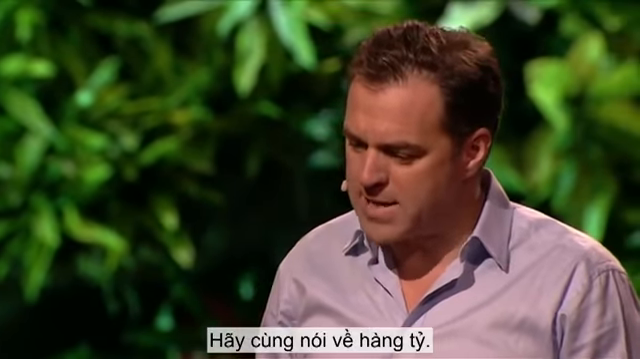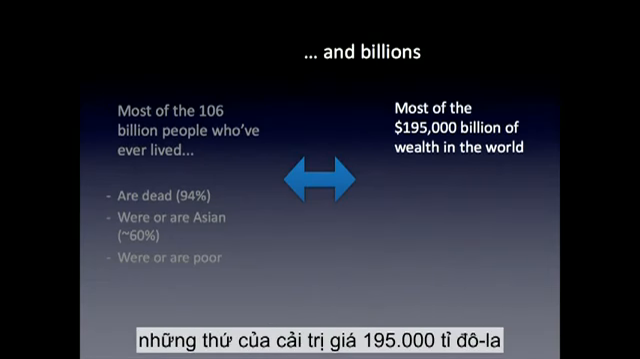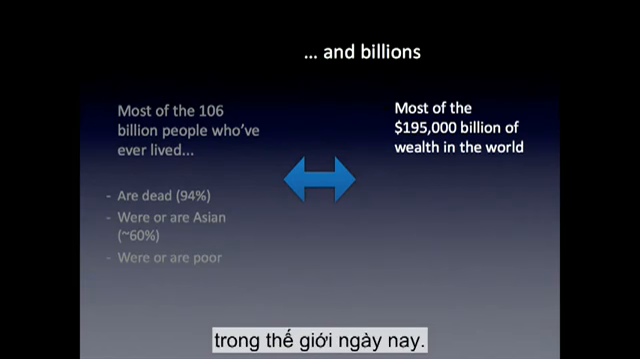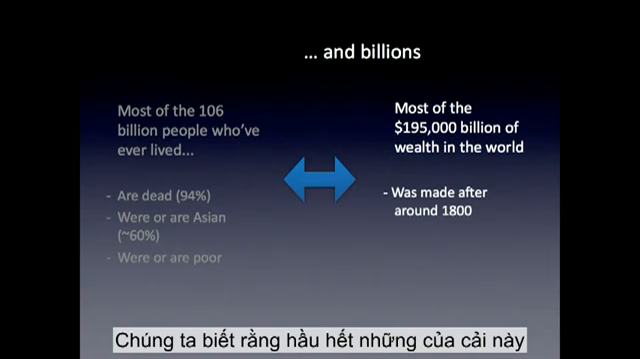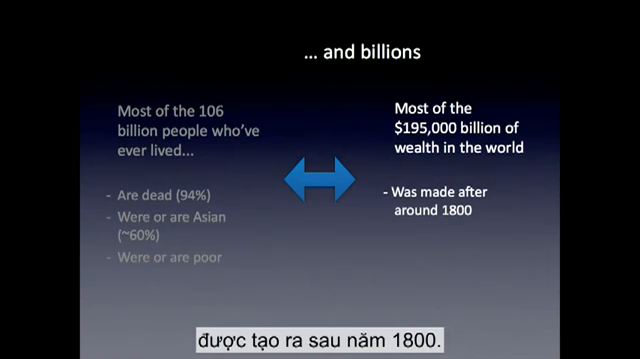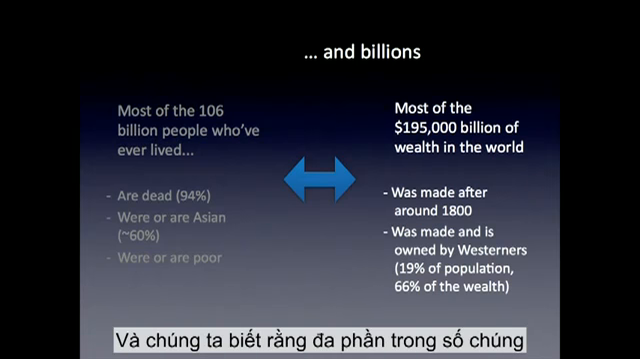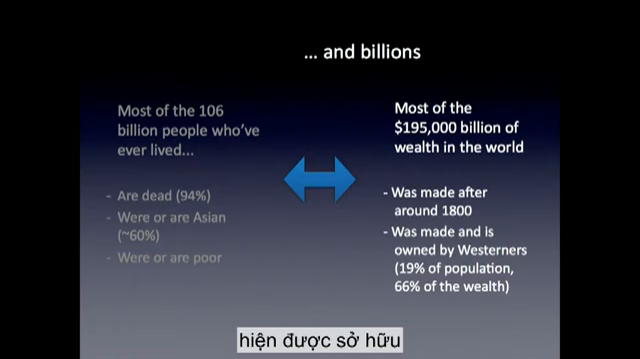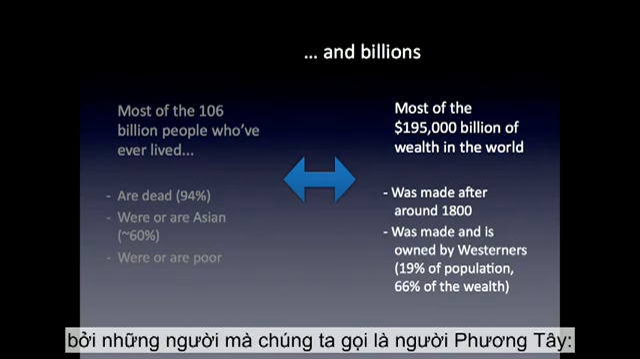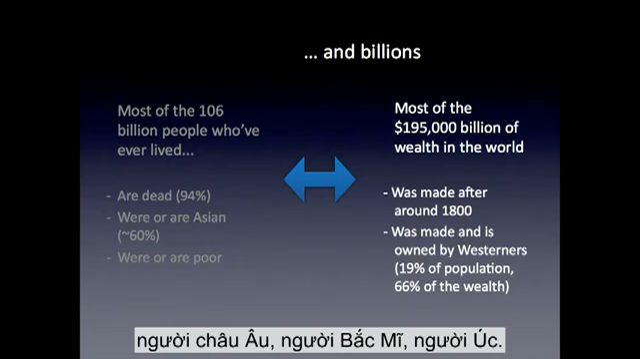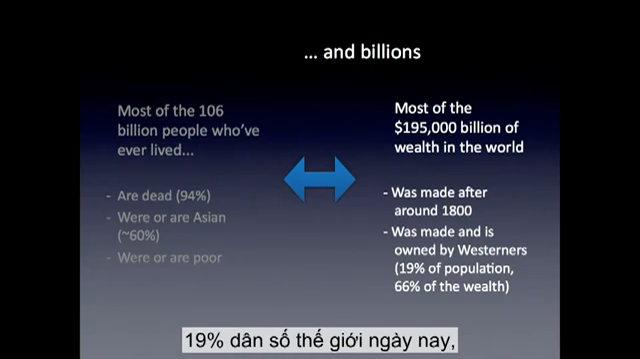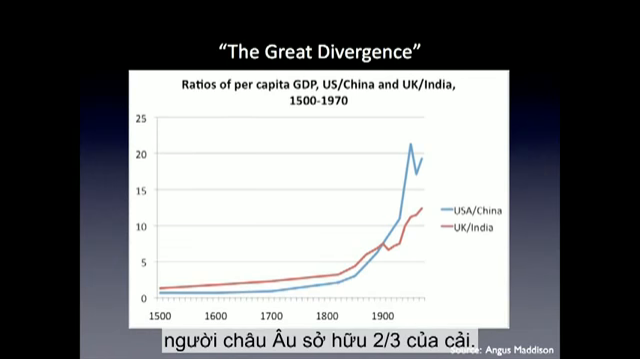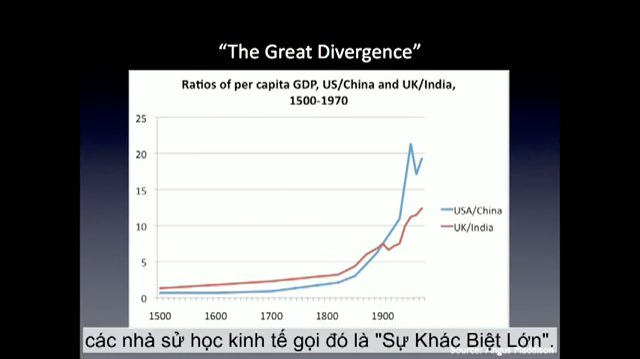Let's talk about the $195,000 billion of wealth in the world today. We know that most of that wealth was made after the year 1800, and we know that most of it is currently owned by people we might call Westerners, Europeans, North Americans, Australasians. 19% of the world's population today, Westerners, own 2/3 of its wealth. Economic historians call this the Great Divergence.